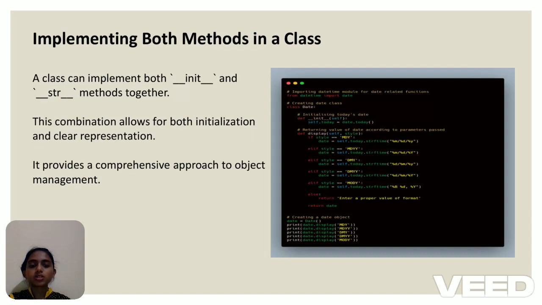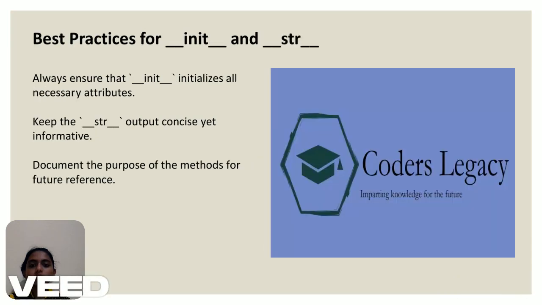Implementing both methods in a class. A class can implement both init and str methods together. This combination allows for both the initialization and clear representation. It provides a comprehensive approach to object management.